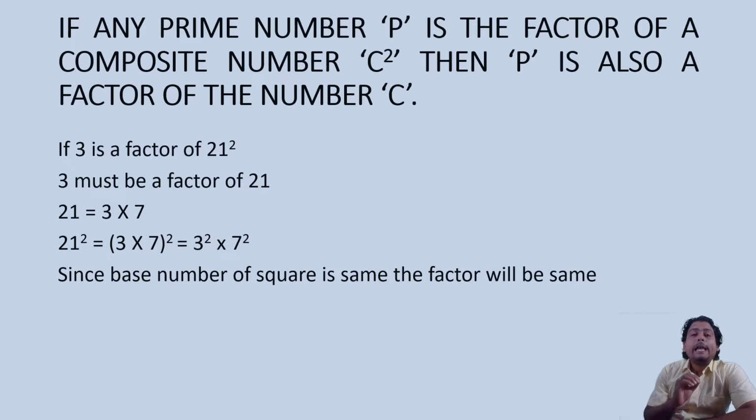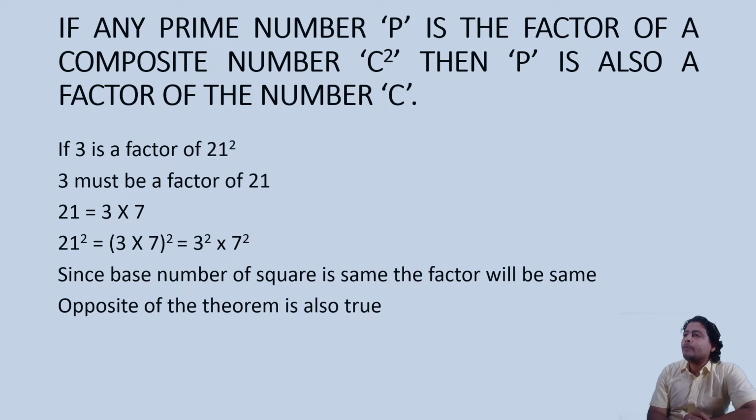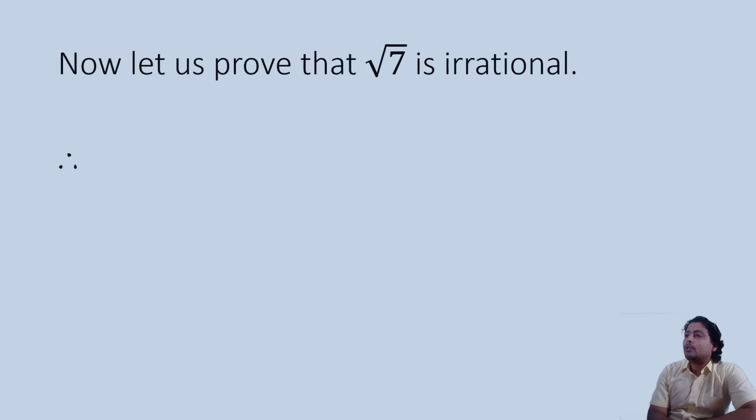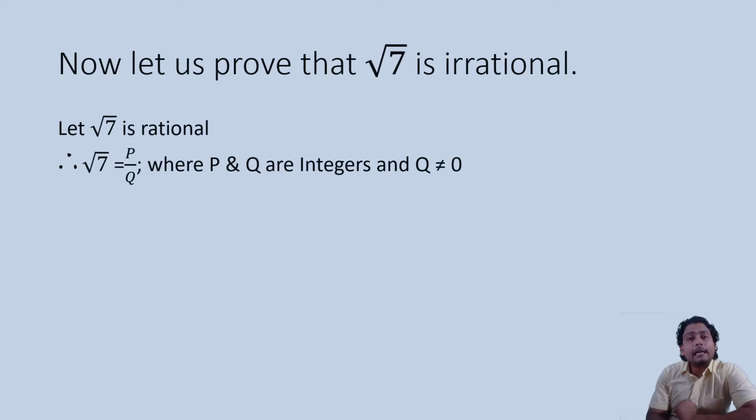So now I hope that you have understood this theorem and we are ready to prove that a given number is irrational. So let us say we have to prove that root 7 is irrational, right? So let us prove that root 7 is irrational. What will be our first step? Our first step will be to assume that root 7 is not irrational, but it is a rational number. So let root 7 be rational. Since we have assumed root 7 as rational, we can express it in the form of p by q. So we will do the same. And here p and q are integers where q is not equal to 0.